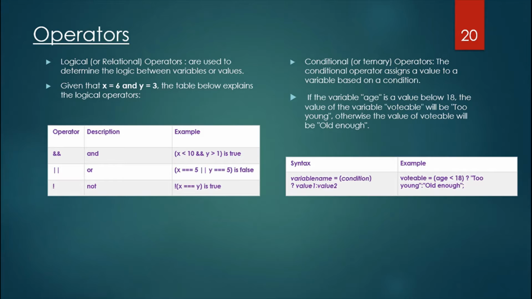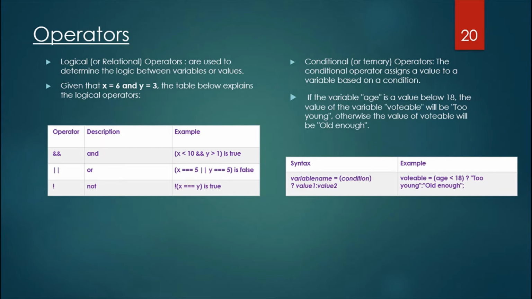So what is the logical operator? The name itself tells you that we are checking the logic, whether something is true or false. Whenever we are dealing with logic between two variables, we can also call them relational operators. We have the AND operator, OR operator, and NOT operator.